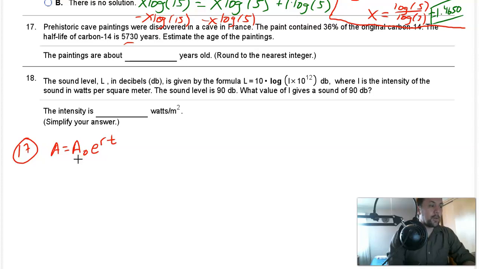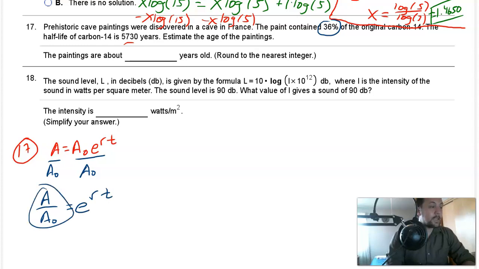Another way you could write this formula, and the way that would be better if they give you the amount remaining as a percent, is to divide the a sub 0 to the other side. So we get a divided by a sub 0 equals e to the rt, where this ratio, this fraction, will represent the percent remaining. And so that percent really replaces 2 variables at once, which is a nice way to look at it, and it saves you some time.